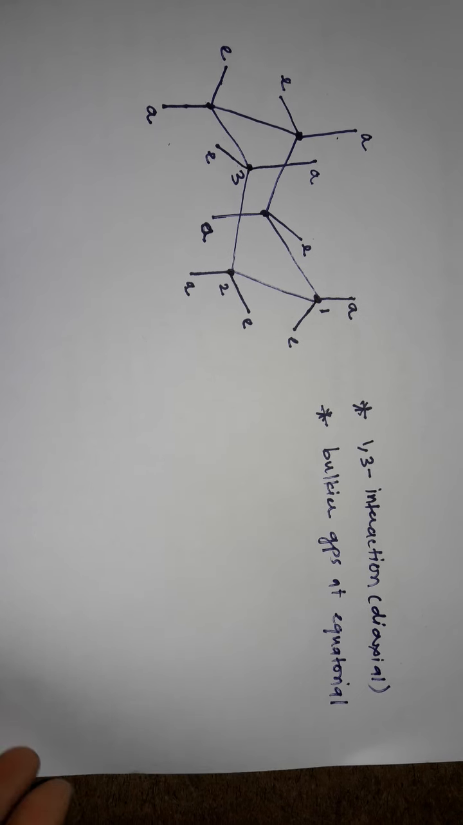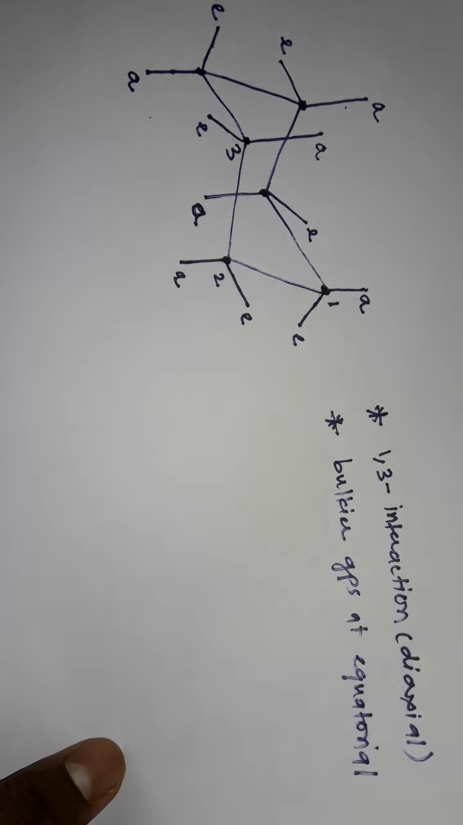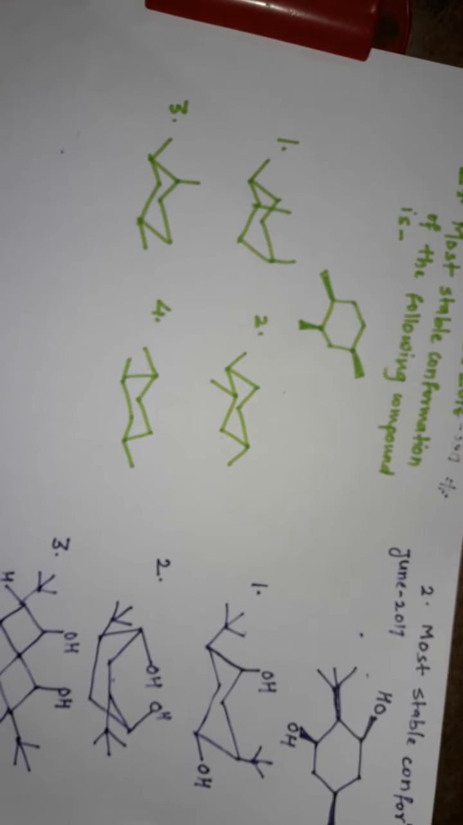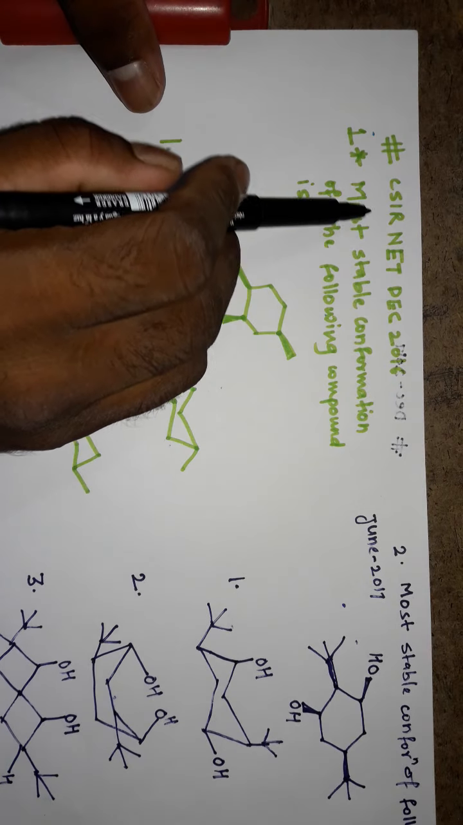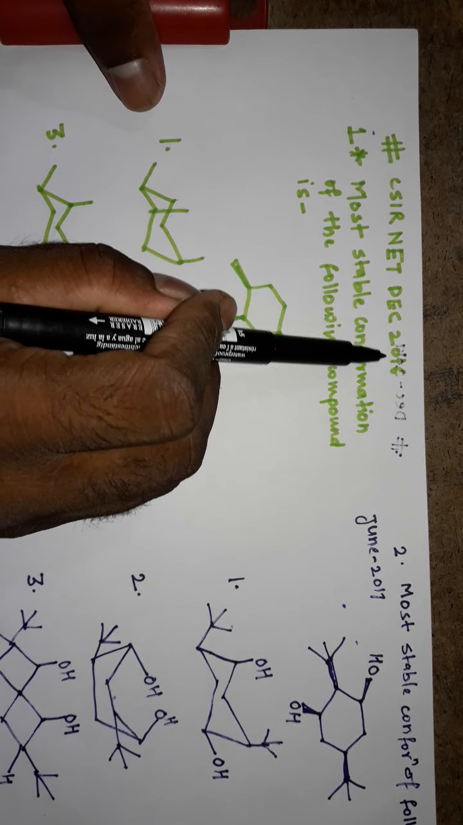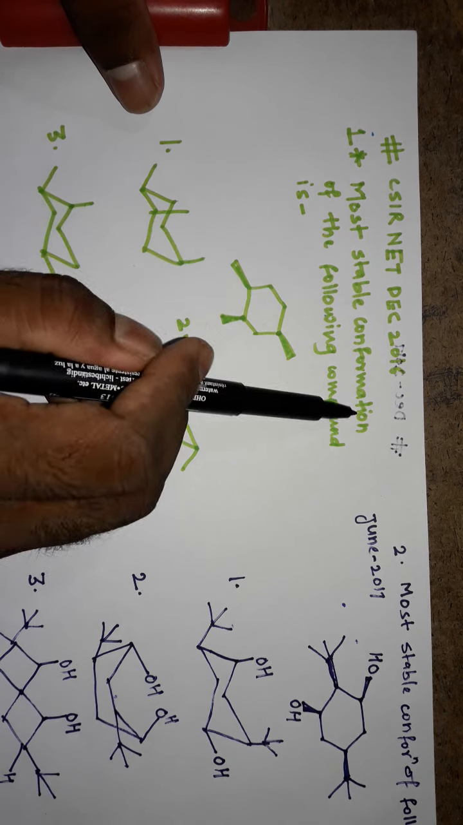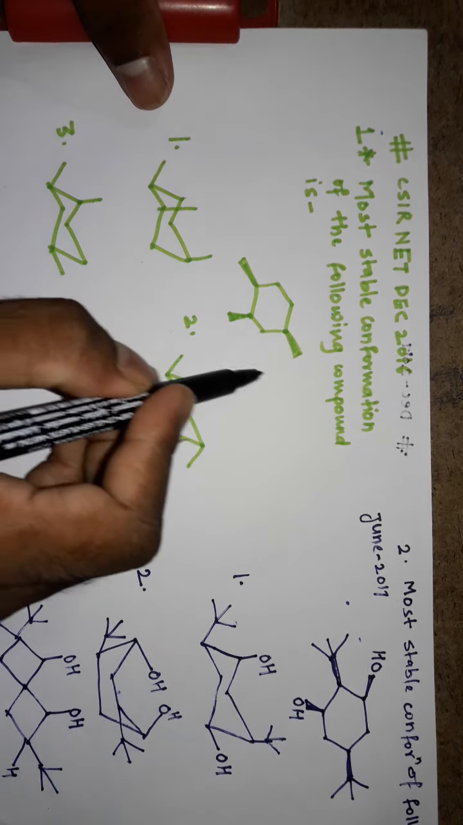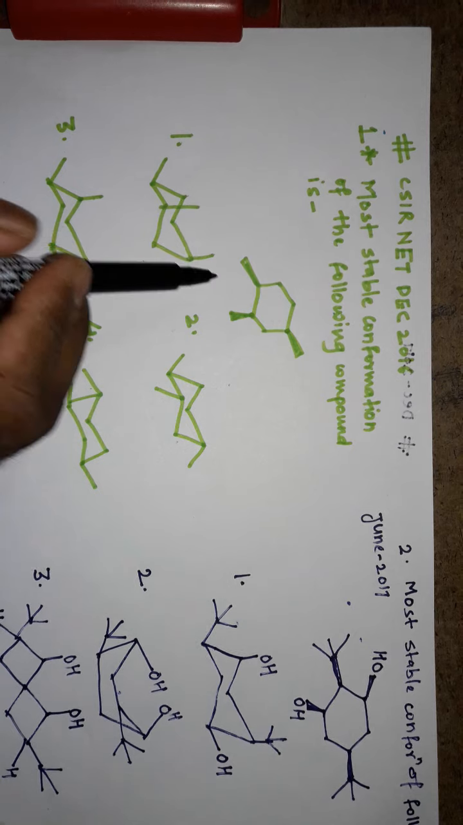Now let us solve a few questions based on this topic, which have been asked in the CSIR NET exam. So let us take the first question. This is the first question which was asked in CSIR NET December 2016. In this question they have asked, most stable conformation of the following compound is, and they have given this molecule and four options.